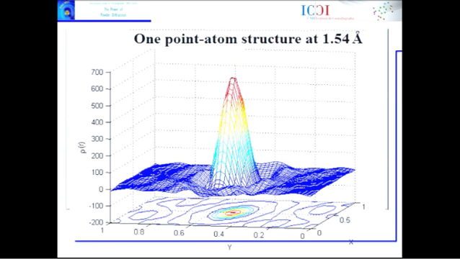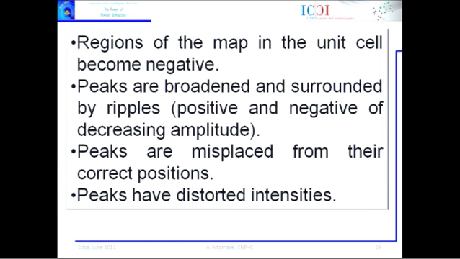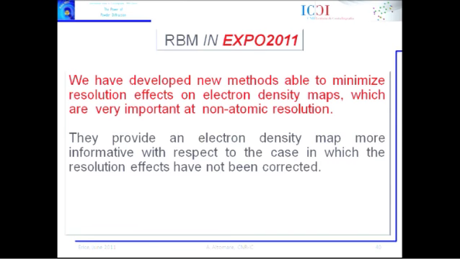So we see the main peak and the ripples. And if we remove the main peak, we see that the ripple contribution is not negligible. So it happens that main peaks and ripples combine in such a way that the peaks are moved from their correct position and peak intensities are distorted. And so we have developed a procedure which is able to correct the electron density map for the resolution bias errors. And we have verified that the corrected map is much more reliable than the uncorrected one.